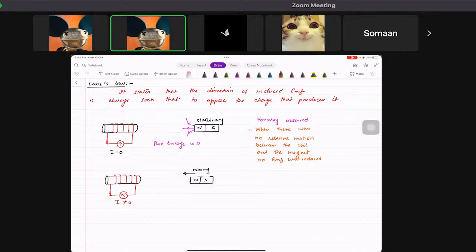Then he said that the faster the magnet moved, the greater the deflection was shown, which means, because EMF is proportional to change in magnetic flux linkage over change in time, the smaller the time, the greater the deflection, or the greater the EMF induced. Is it clear, everybody? Please let me know if you do not understand this.